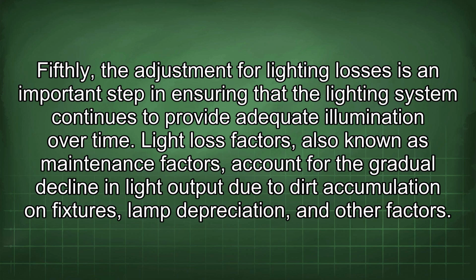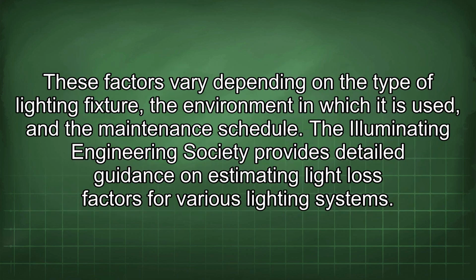Fifthly, the adjustment for lighting losses is an important step in ensuring that the lighting system continues to provide adequate illumination over time. Light loss factors, also known as maintenance factors, account for the gradual decline in light output due to dirt accumulation on fixtures, lamp depreciation, and other factors. These factors vary depending on the type of lighting fixture, the environment in which it is used, and the maintenance schedule. The Illuminating Engineering Society provides detailed guidance on estimating light loss factors for various lighting systems.